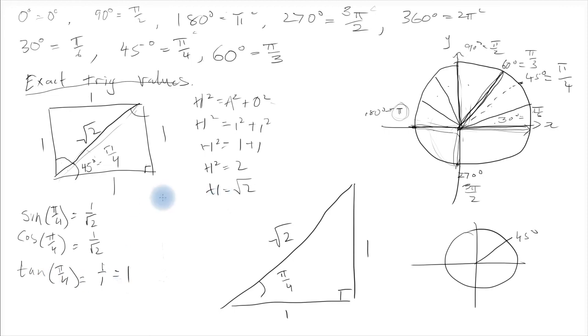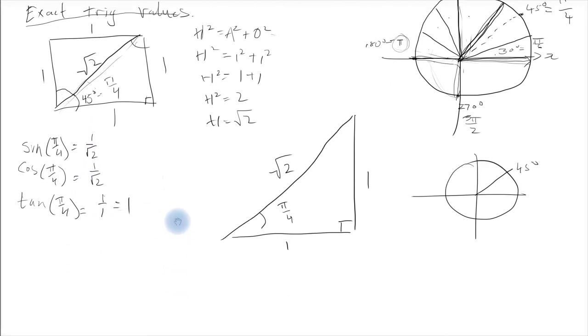Okay, so just remember, if you remember how to construct this triangle, you don't have to remember these. You can just draw a little triangle in the corner of your page, and you'll get all these values quite easily. Alright, next.